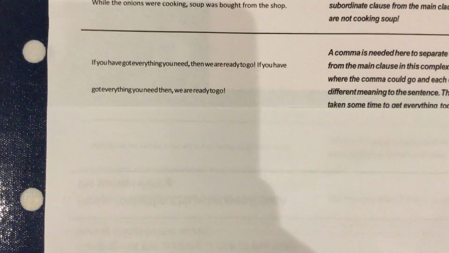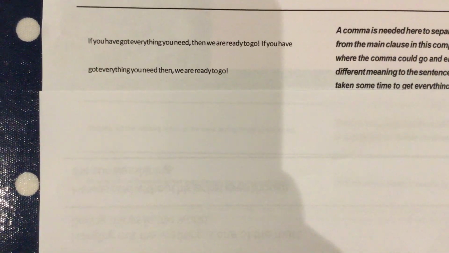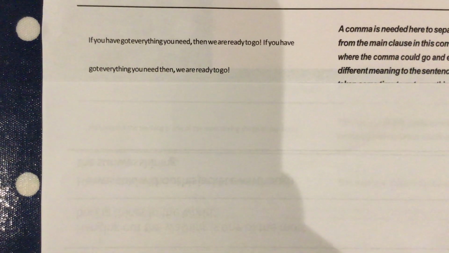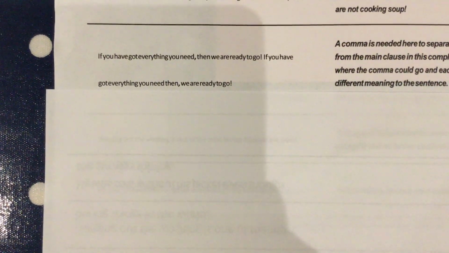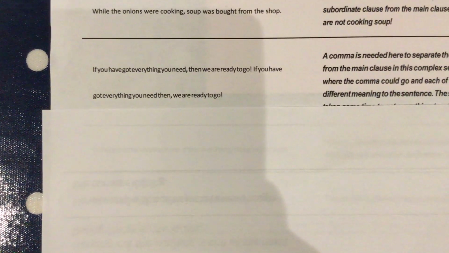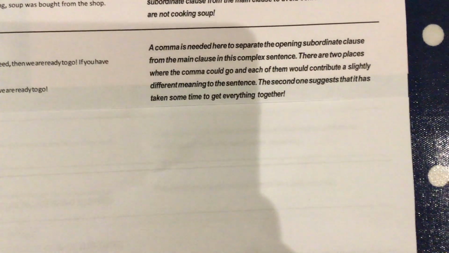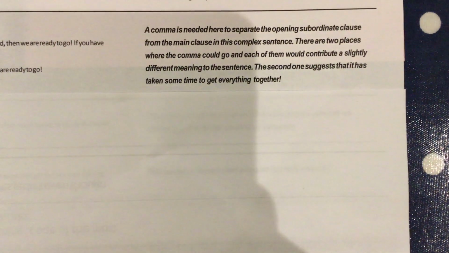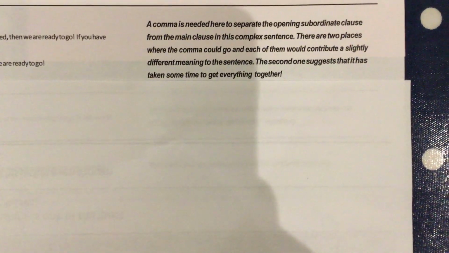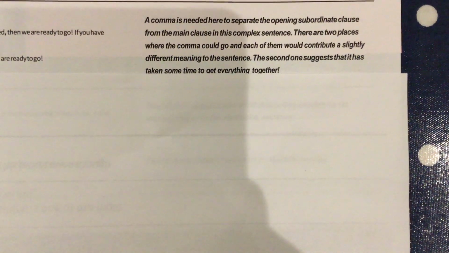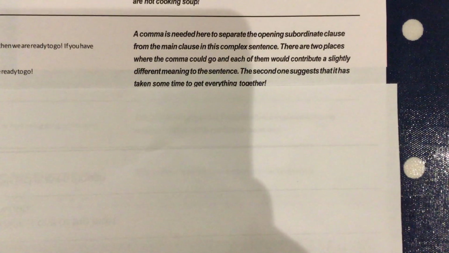And in this one here, we've got more subordinate clauses. If you've got everything you need, comma. If you have got everything you need, then. Okay, there's a bit of a difference here because we've got to separate the opening subordinate clause from the main clause in this complex sentence. There are two places though, as we've just seen, where the comma could go, and there'll be a slightly different meaning.